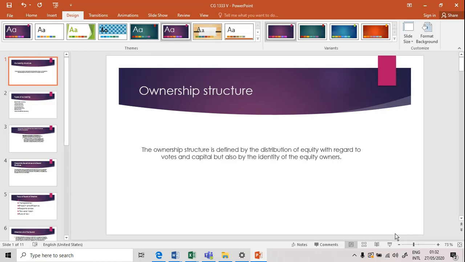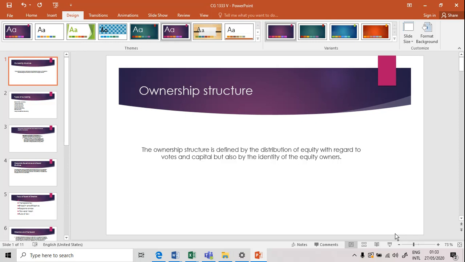So therefore, ownership structure is of major importance in corporate governance, because when it comes to incentives of managers, which can affect the efficiency of the firm, ownership structure can have a very great impact. Therefore, we can define ownership structure by the distribution of equity with regards to votes and capital, but also by the identity of the equity owners. Now, we have different types of ownership structure.